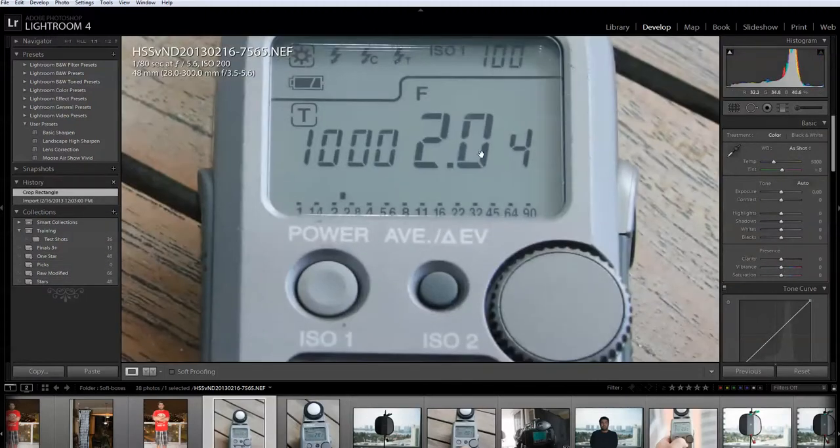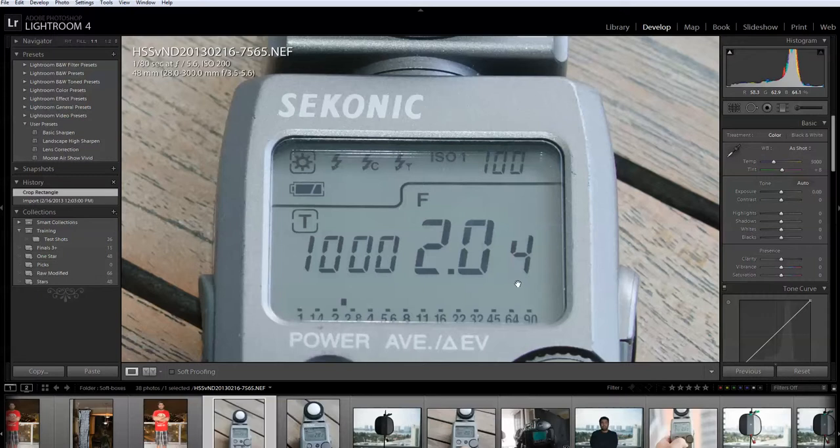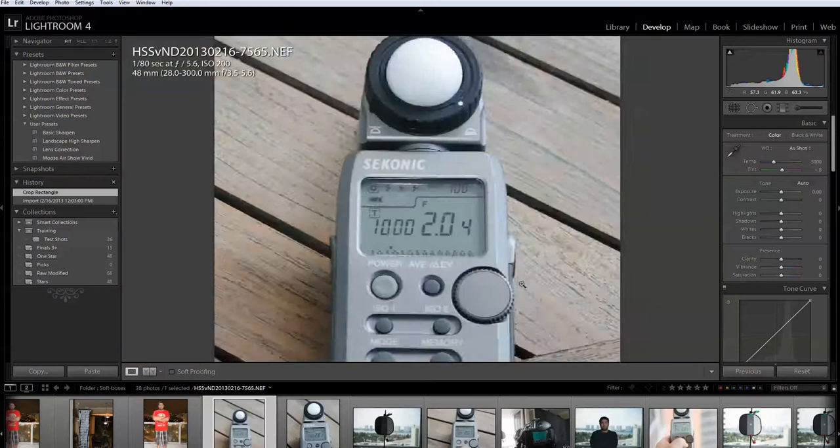So when I measure the ambient light, and you see this little sun, this is measuring the ambient light, it told me that at 100 ISO I needed to be at 1/1000th of a second shutter speed in order to get to f/2.04. Okay, so this is slightly below 2.8, so it's somewhere between 2 and 2.8. My lens only goes to 2.8, the one that I was using. So I said, no, that's fine, I can live with a half-stop difference between the ambient light and my flash.